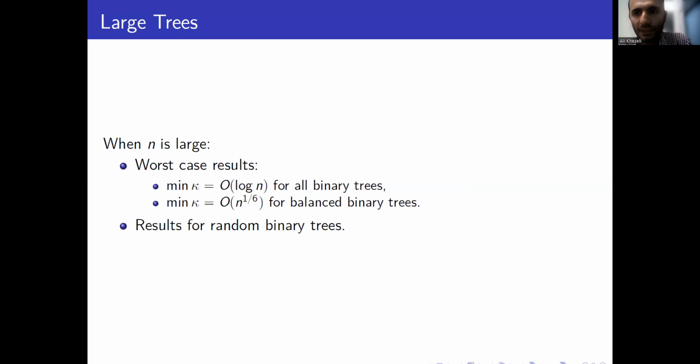We want to study the asymptotics of this kappa for large trees. There are various problems that we can ask. For example, we can ask about worst case scenarios where T and T prime can be any binary tree. So the question is, what is the minimum of kappa among all binary trees? It is not hard to show that this is of order logarithm of n, because, for example, T can be a very long tree with depth of order n, but T prime can be a complete binary tree, which is completely balanced, and the depth of this tree would be a logarithm of n.